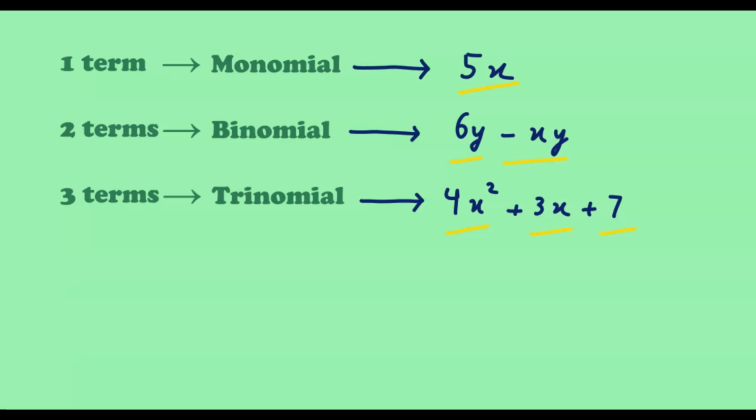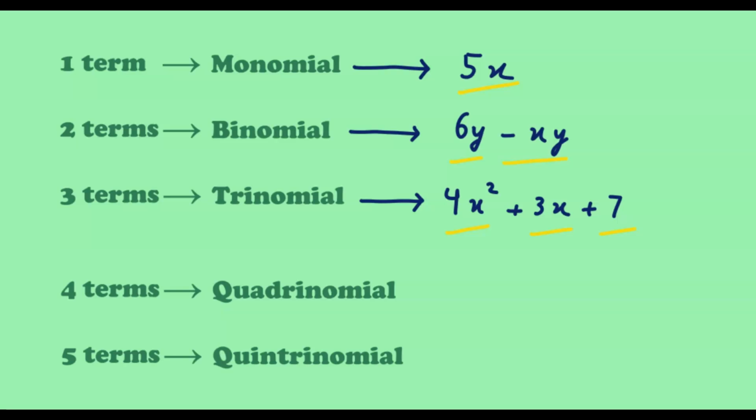Now we also have special names for polynomials with 4 terms and 5 terms, but these names are not used very often. Now a polynomial with 4 terms is called a quadrinomial, and a polynomial with 5 terms is called a quintrinomial. We don't use these two terms very often, but we can consider a few examples for these two.